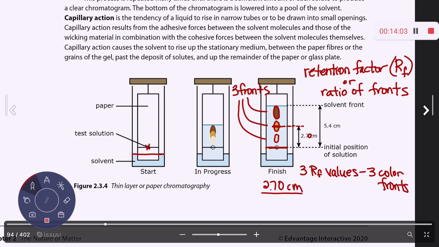So the distance that the color travels divided by the distance that the solvent travels, which is from the pencil line to wherever the top of that solvent ran to, which in this case is 5.40 centimeters. And then what will happen is centimeters will cancel, and then you will have that value. So this is going to be 0.500 because I need 3 sig figs.